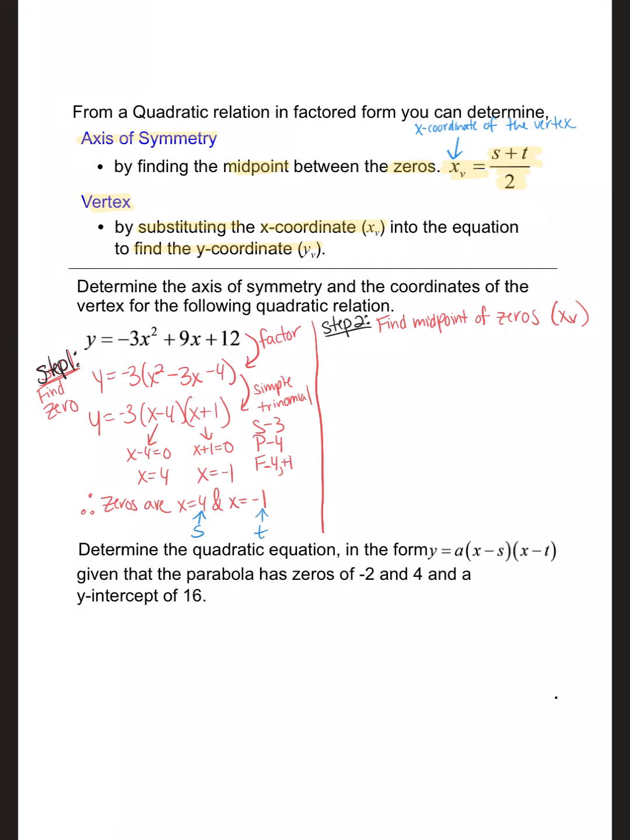Okay, so the way that we do that is we take our zeros, we add them together, and we divide by 2. So we have 4 plus -1 divided by 2. So the x value of our vertex is going to equal 3 halves. Okay, so this represents the x value of our vertex. It also represents our axis of symmetry. So now we found our axis of symmetry. Let's use that to then find our vertex.